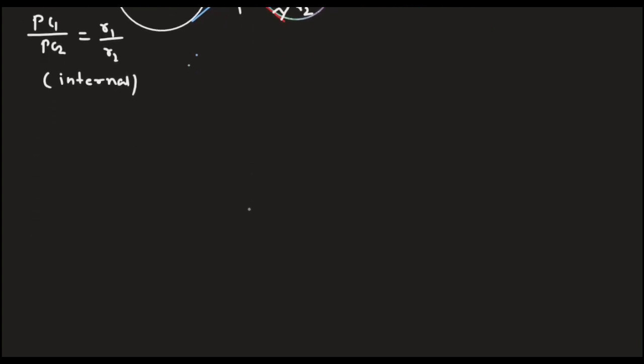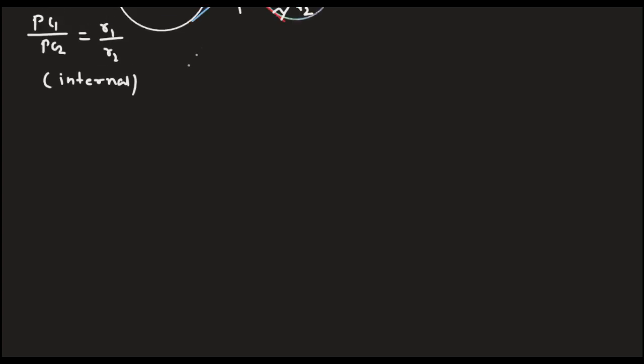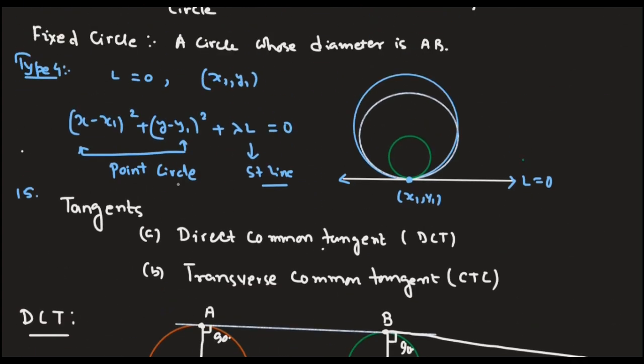Okay, now next, we want to know for the different positions of the circles how many tangents are there. So our next is point number 16. Number of tangents. Give the heading: number of tangents.